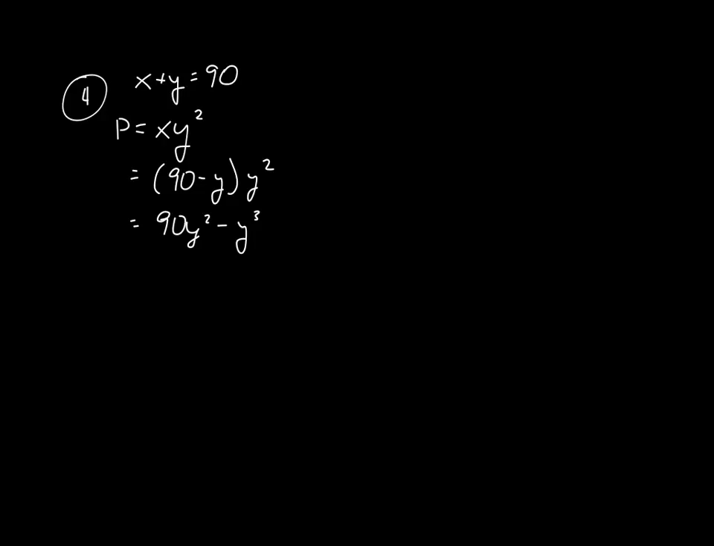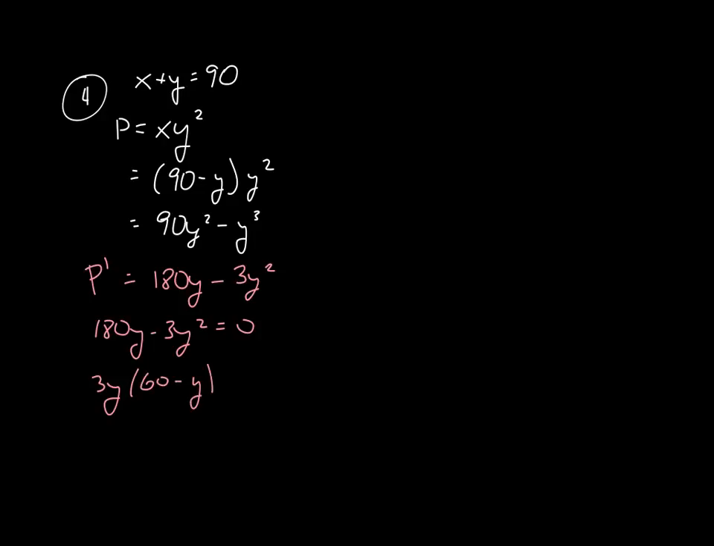Okay, so now we've got our primary equation in one variable. Going to look for critical numbers. P prime is 180y minus 3y squared. We set this equal to 0. I get 3y times (60 minus y). Now algebraically I get that y is equal to 0, but they specify that our integers must be positive. So I'm going to reject that and just look at when y is equal to 60.